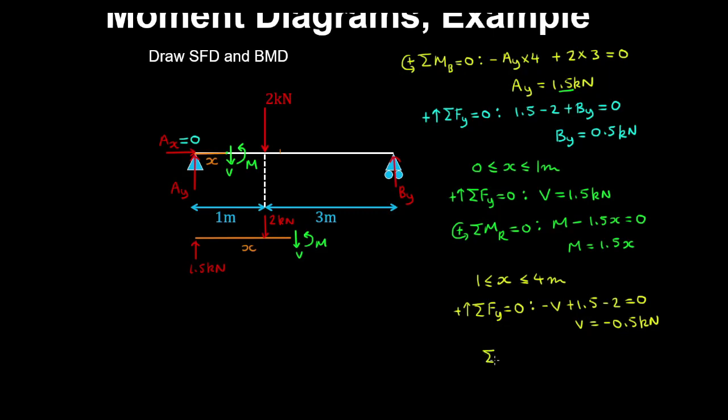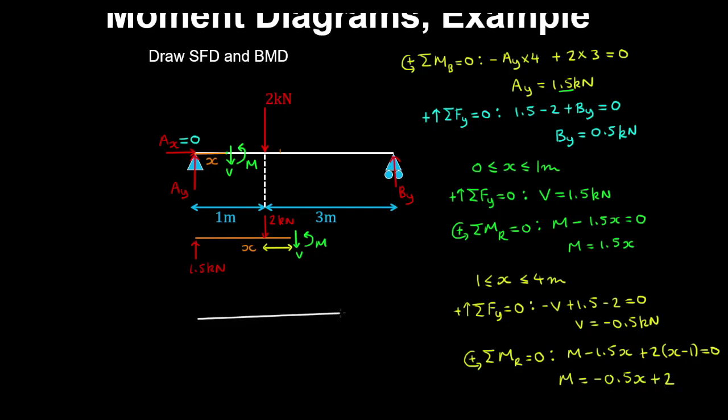And I've taken an equilibrium of moments about the right handmost point of that section, with anti-clockwise being positive. We have M minus 1.5x plus 2 kilonewtons by this moment arm here, which is equal to x minus 1 meter, and that's equal to 0. So if you solve for M, we get minus 0.5x plus 2.